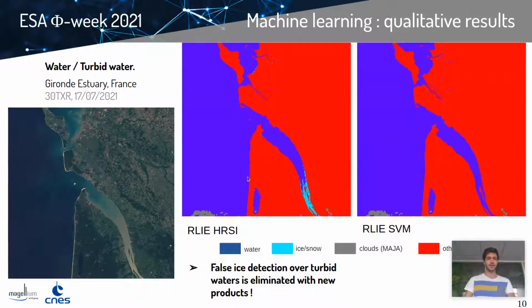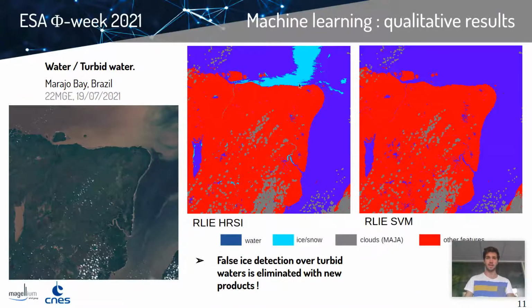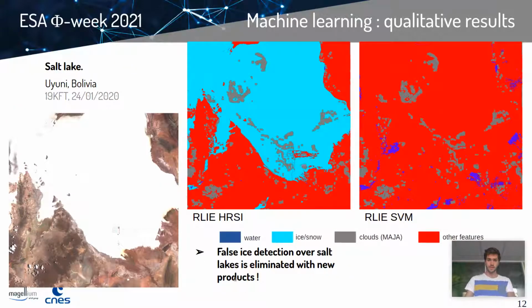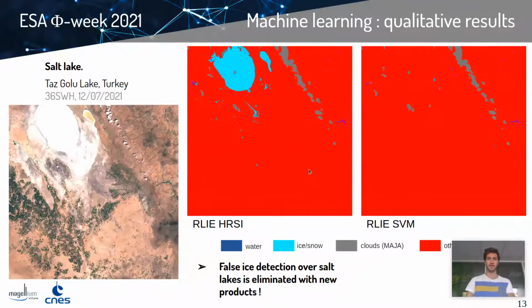Here is an example of false detection in existing HRSI algorithms that is corrected with our method, the SVM method, on the Gironde estuary. The same applies here for the Georgian Bay, where turbid water is classified as ice for the HRSI and is free of ice for our method. The same elimination of false ice detection is applied for salt ice, like here in Uyuni or here in Tazgulu.